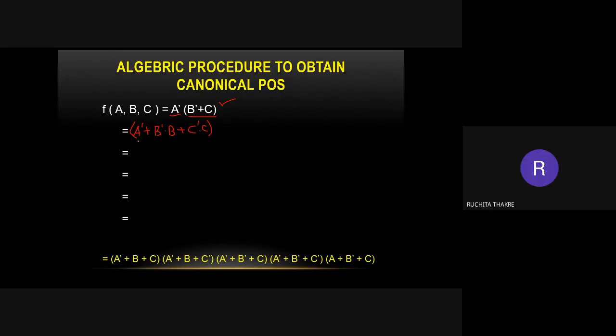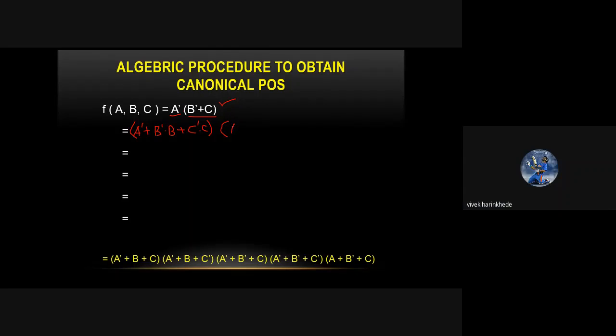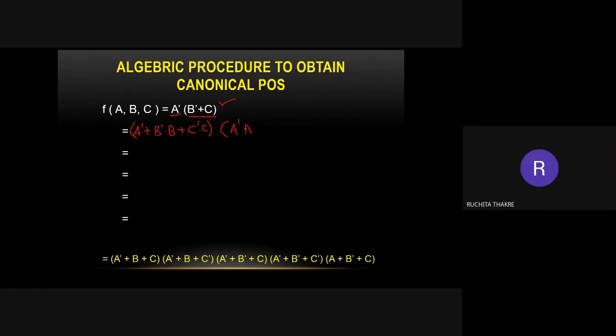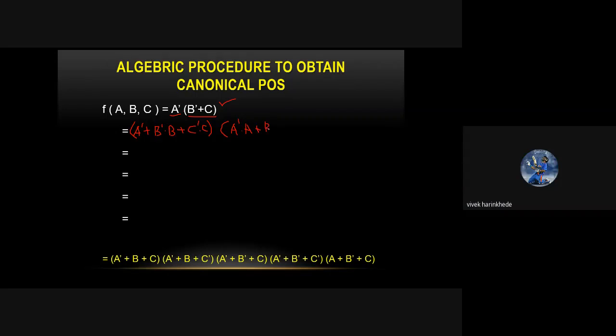Yes, sir. So this first term is complete. It's correct. Now we have to take this. So what to do? A bar into A, B bar plus B bar plus C, dot A bar into A plus B bar, B bar plus C. Correct?